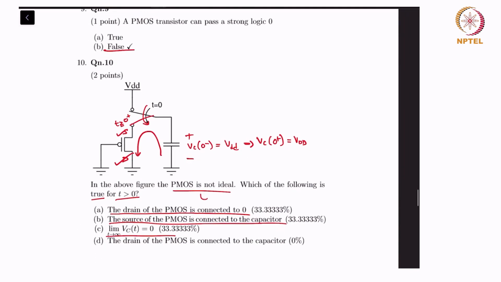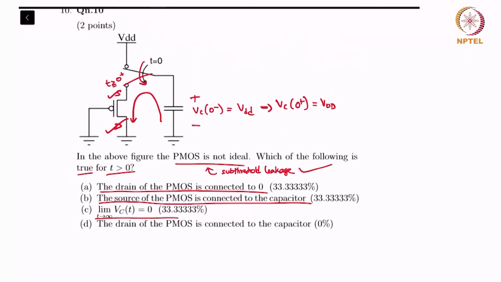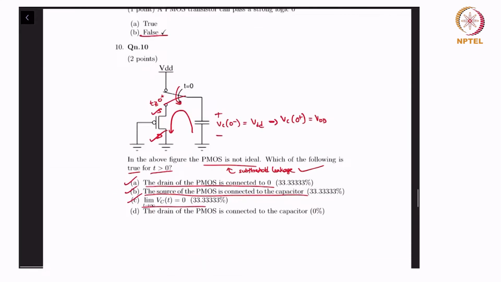The PMOS is not ideal, so it does have subthreshold leakage. It will continue to conduct until VSD is equal to 0, which will only happen in the limit. And of course, the fourth statement, where the drain of the PMOS is connected to the capacitor, is wrong because the drain is connected to ground. Thus, options A, B, and C are correct.